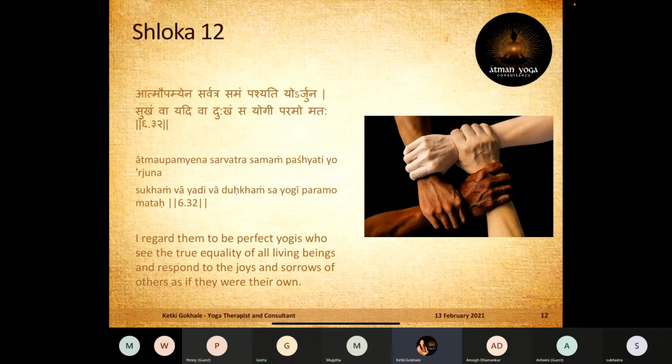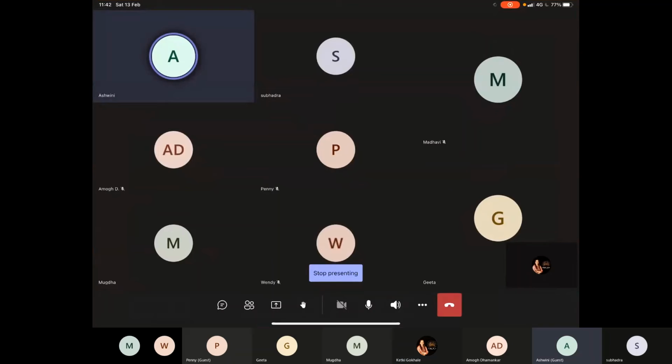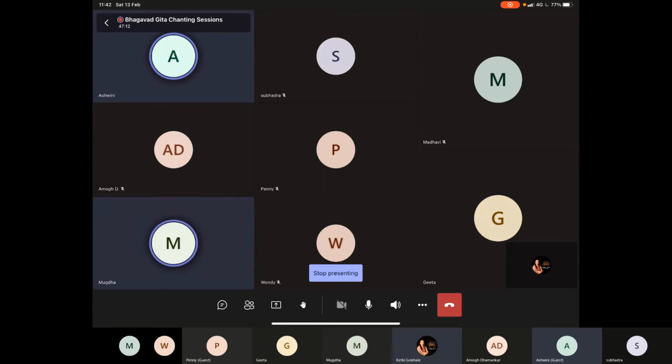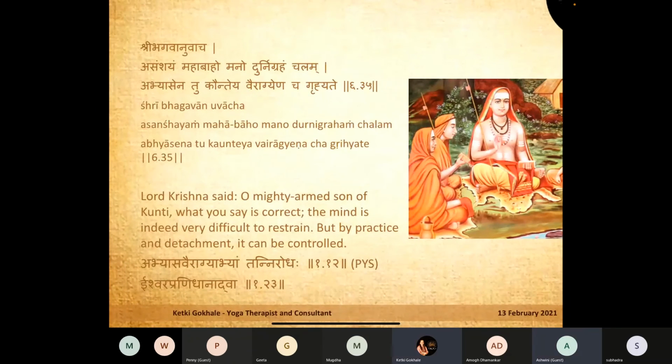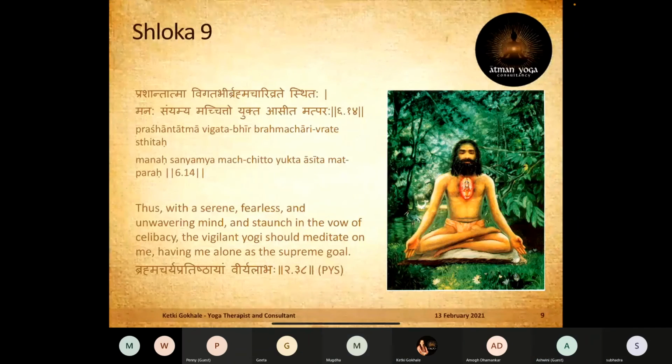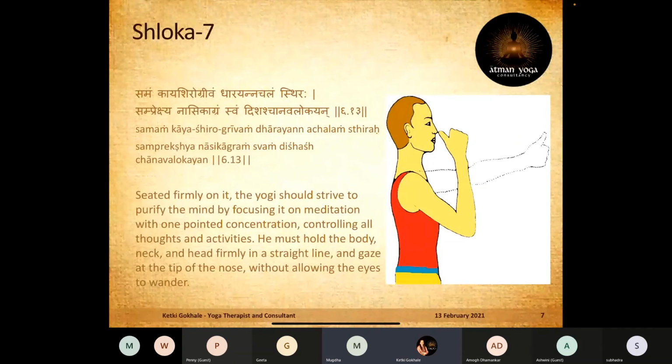Very nice. Anyone wants to go for individual practice? Anyone want to try? Yes, I want to try. One minute. Shall I start? Which? Whatever is on the screen, no? Yes, from Shloka 7.